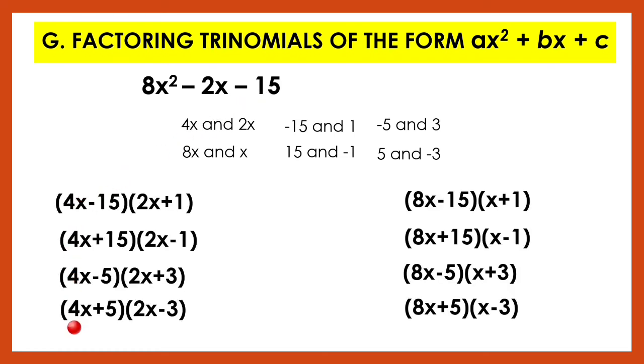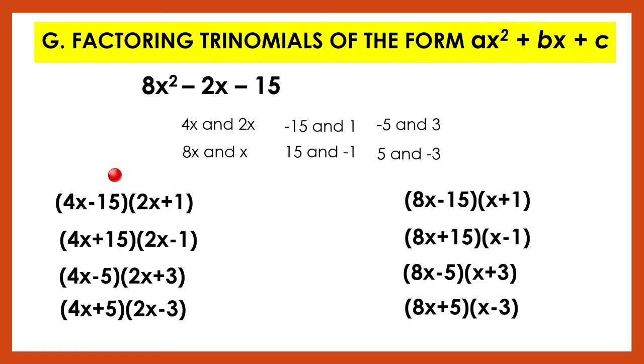So, we have 4x here times 2x, and then nilagay natin yung mga factors ng negative 15. Another, we have 8x here and then x, and then isinulat din natin yung mga factors ng negative 15. So, magta-trial and error tayo. And then next na gagawin natin, kukunin natin yung sum ng product ng outer terms at inner terms. Dapat ay mag-equal sa negative 2x.